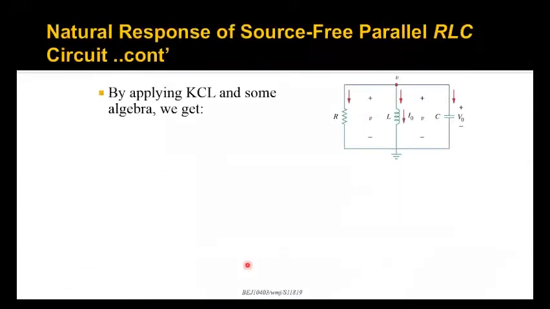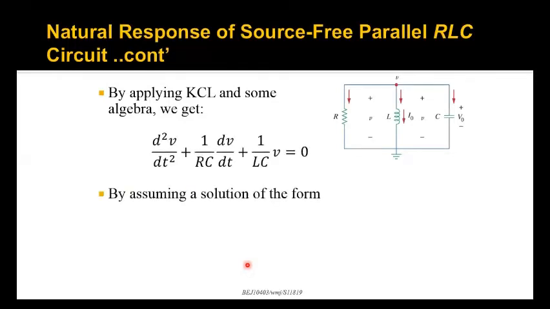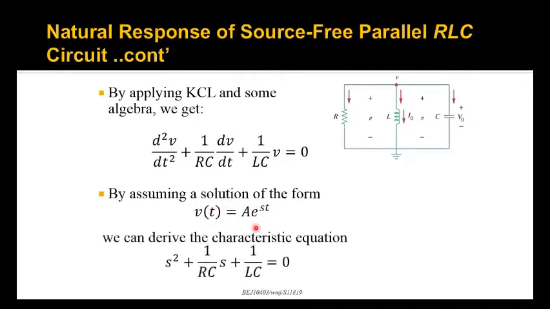By applying KCL and some algebra, we get this. Assume the form of the solution for this second order equation should be in terms of an exponential, e to the power st. This is the natural solution, which always uses an exponential. We can derive the characteristic equation by equating this to 0.